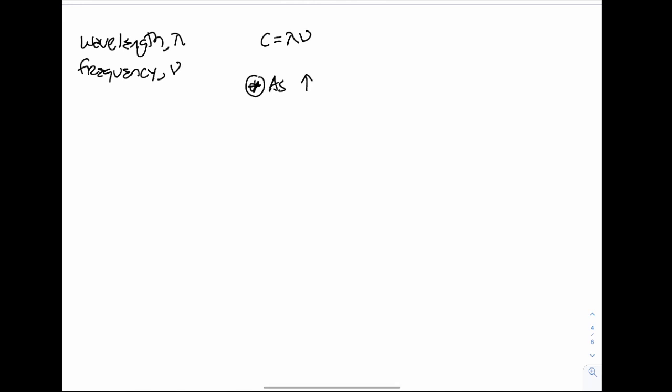As my wavelength gets bigger, my frequency gets smaller. As the distance between two peaks gets larger, fewer of those peaks are going to pass by that fixed point. And as my wavelength gets smaller, they're closer together, my frequency gets larger, and more of them pass by. So wavelength and frequency are inversely related.